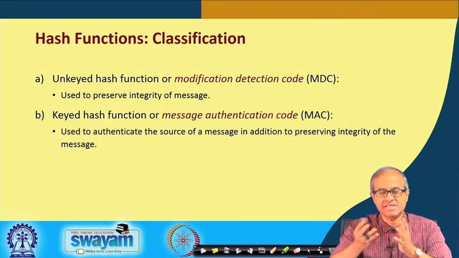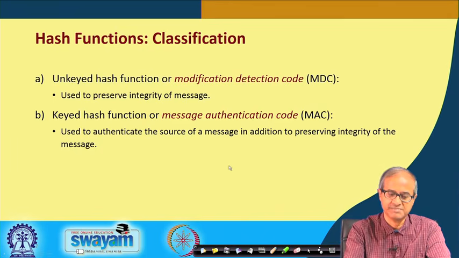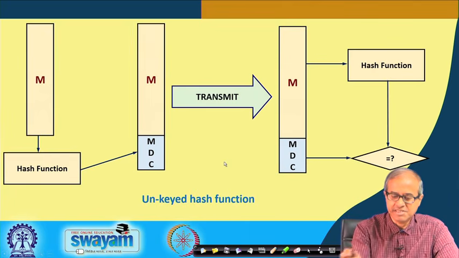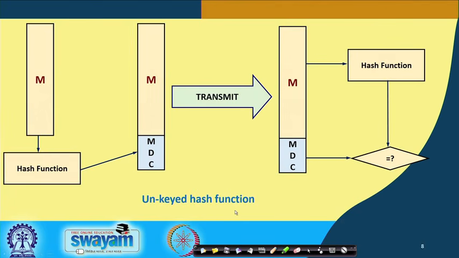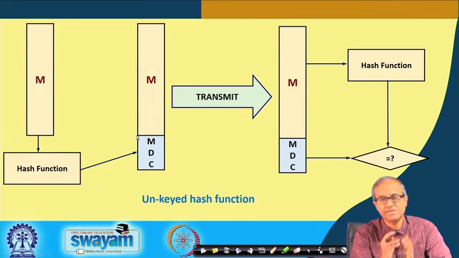You see, the applications of both kinds of hash functions are there in real security scenarios. This is a pictorial depiction of an unkeyed hash function. On the left side I have a message m that I want to transmit to a receiver. I first apply a hash function on this message m, I get a hash digest MDC, modification detection code, and I append this MDC along with the message and transmit this whole thing over the internet to the other side.